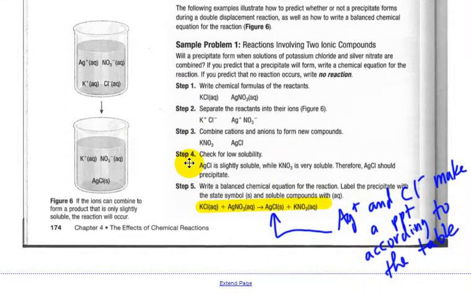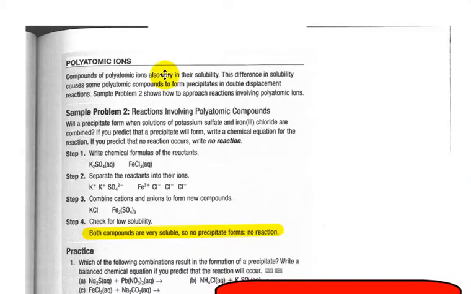So we looked at this one here, looking at the precipitate chart, seeing which combination will make a precipitate and which will not. So here we'll look at another example, potassium sulfate and iron 3 chloride. We know it's iron 3 chloride because chloride is -1, and since we need 3 of them to balance 1 iron, it must be iron 3.